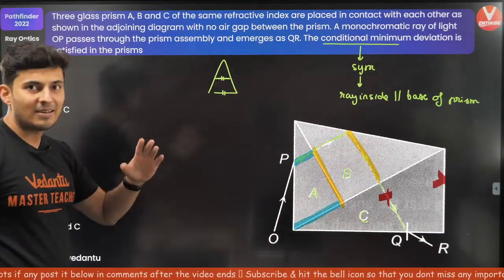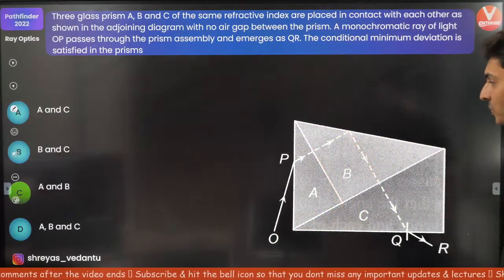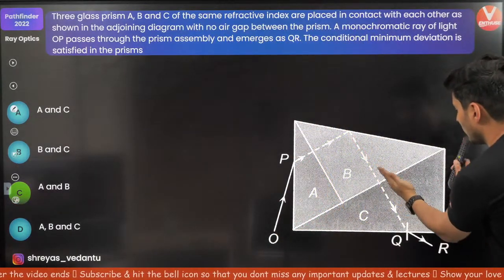So, which prisms have minimum deviation? Is it not obvious now? A and B, of course. No, C, you can see the lines are not parallel.